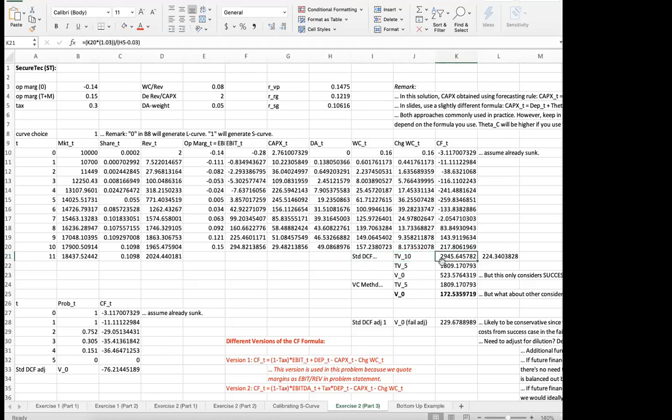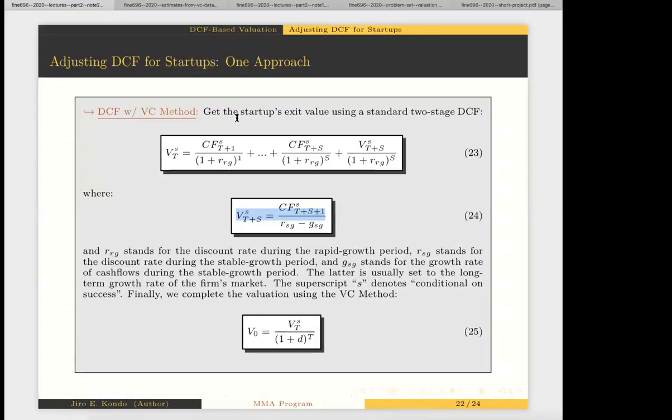And so that gives us 2.9 billion. So the way we interpret this is, conditional on success, we would expect SecureTech to have a value 10 years from now equal to about 2.9 billion. This is the first step that we do when we're using DCF combined with the VC method to get the value of our startup. Now, of course, this value does not pick up everything that's happening at the startup before and on time t plus s.